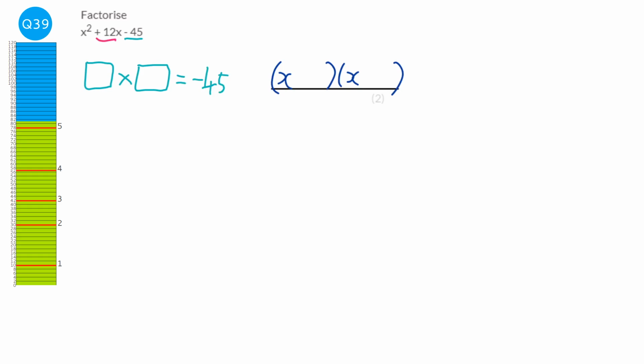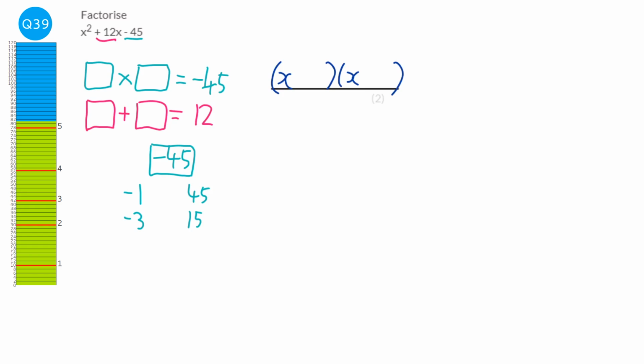We're also going to look at this plus 12 here because we're looking for 2 numbers that add together to make that 12. So what we can do is write out the factors of minus 45, and so that's going to be minus 1 and 45, minus 3 and 15, minus 5 and 9, and then the same but the other way around. So 1 and minus 45, 3 and minus 15, and 5 and minus 9.